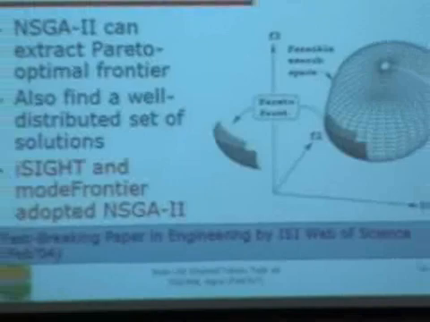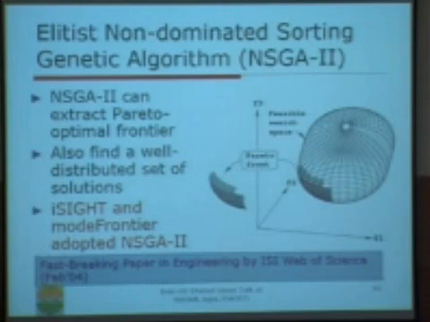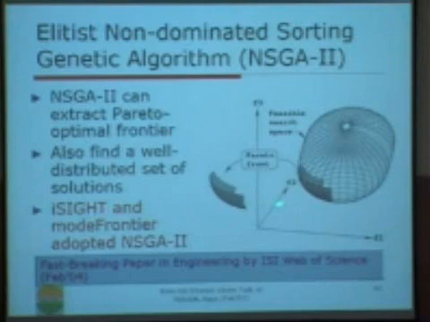NSGA2, as Satish has mentioned, is very, very popular, with some commercial software having adopted our methodologies, from the first breaking paper. What it can do is, within the search space, you start, and then the whole set of points move towards this region which is Pareto optimal, that red line that I showed, and then it can redistribute its points to show you a representative set of points, and then you can make a decision.